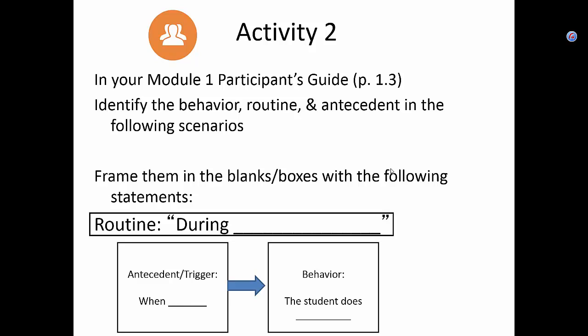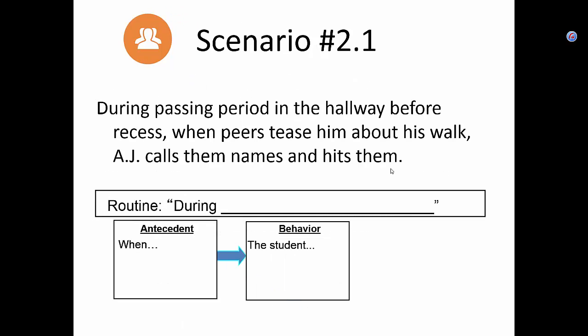Now we're going to do a couple of activities. We'll do one together and you'll do one below and fill out the boxes below, but it's going to be in these frames. We're going to look at the routine in which the problem behavior occurs and what are the antecedents for that. We always start with the behavior, then we look at the routine, and then the antecedents that trigger that problem behavior. So we'll do an example together.